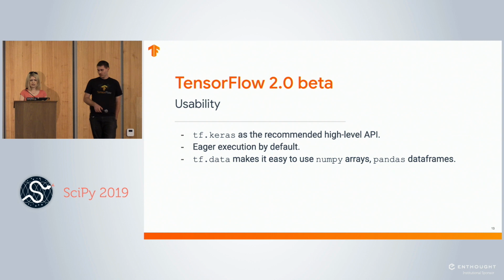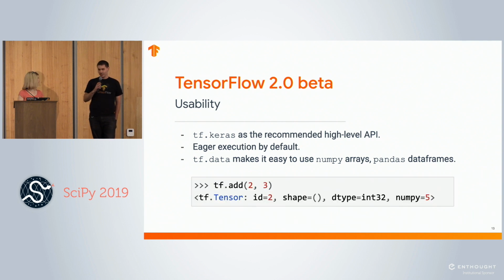And with TensorFlow 2.0 beta, we've decided to focus on usability. So there's eager execution by default. TF data makes it easy to use NumPy arrays as part of your deep learning models. And this is something that has improved substantially from 1.x. If you wanted to get a NumPy array through TF data in 1.x, there was a fast way and an easy way and an efficient way, and they were very far apart. We've now combined them so that in 2.0, the fast way is the easy way.